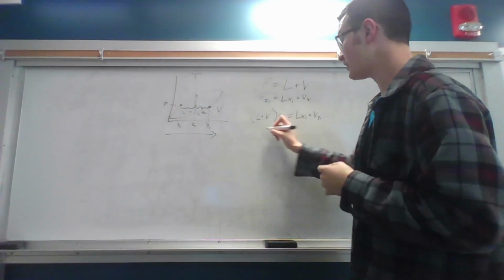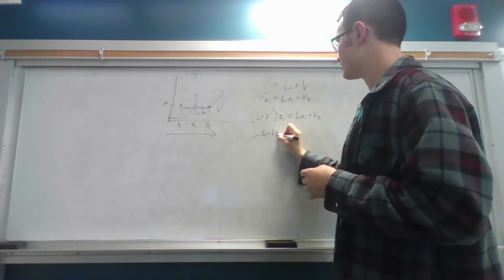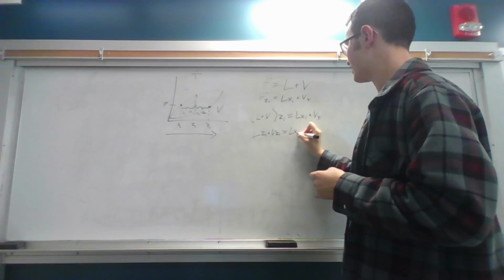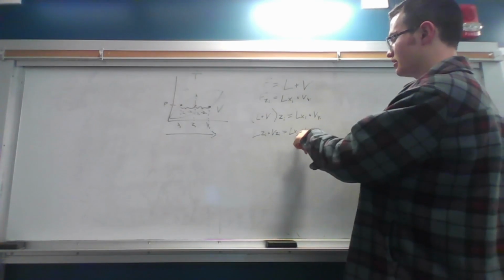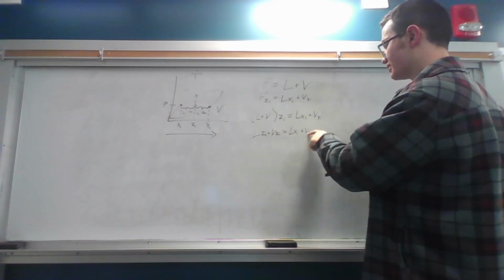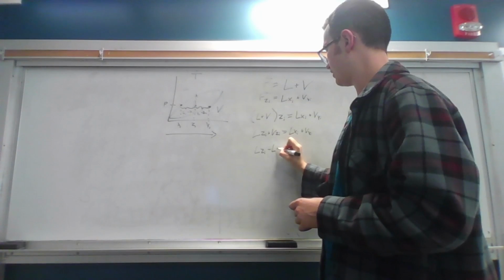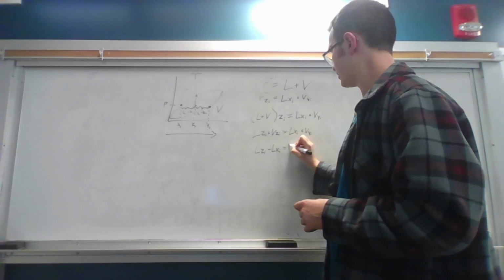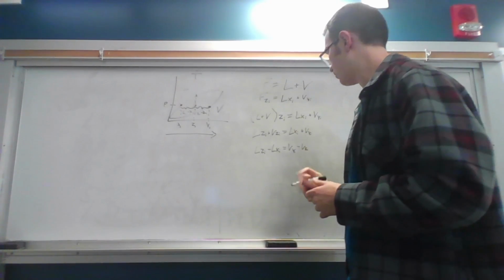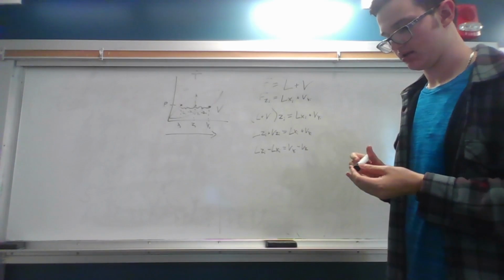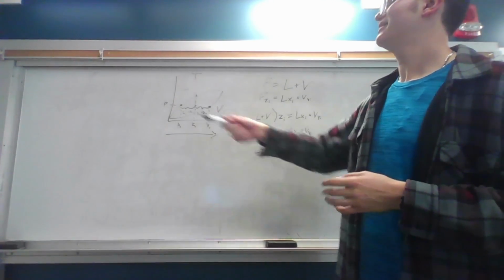Now, if we factor that out, L Zi plus V Zi is equal to L Xi plus V Yi. Something interesting happens when you subtract these two over. You get L Zi minus L Xi is equal to V Yi minus V Zi. Now, so what? Who cares? Well, once you factor those two out, you get some interesting distances.